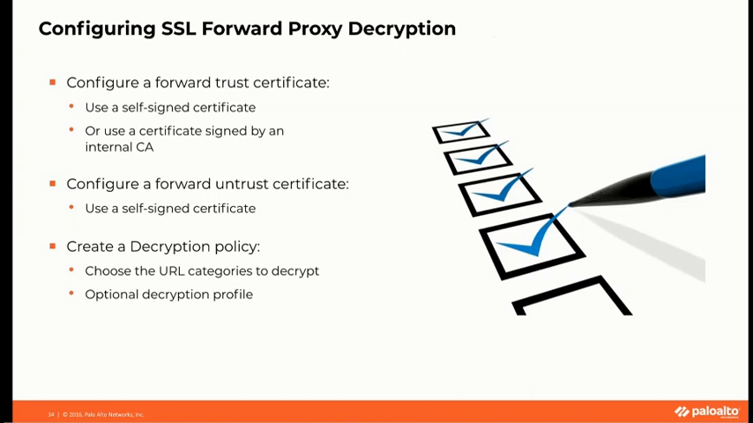Configure SSL forward proxy decryption. Configure the forward trust certificate using self-signed certificates or use certificates signed by an internal CA. You can also configure a forward untrust certificate, which can again be a self-signed certificate, and create a decryption policy. Choose the URL categories to decrypt. Also, it's optional, but I would recommend creating a decryption profile.